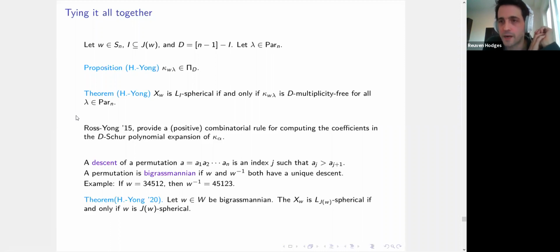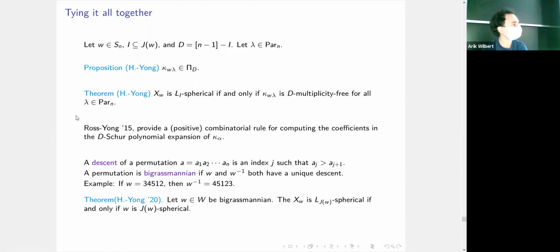And so the point is, in type A, these are Demazure modules. And the characters of these Demazure modules are these key polynomials, or Demazure characters. And so if you're interested in checking whether this space of sections is G multiplicity free, then that's equivalent, by character theory, to checking whether the character is multiplicity free.